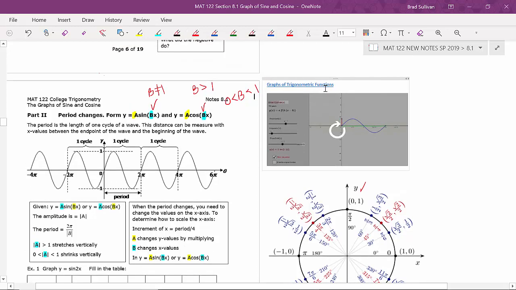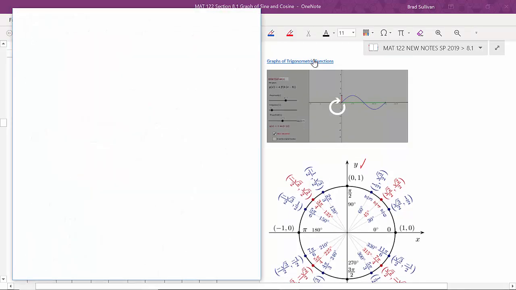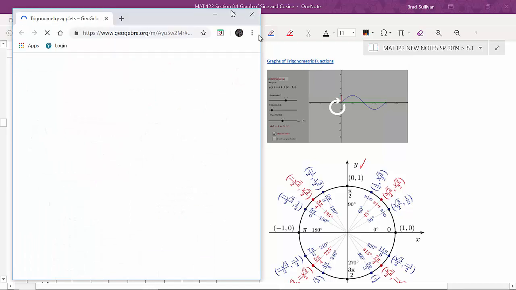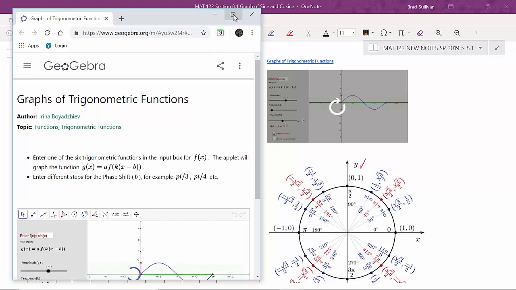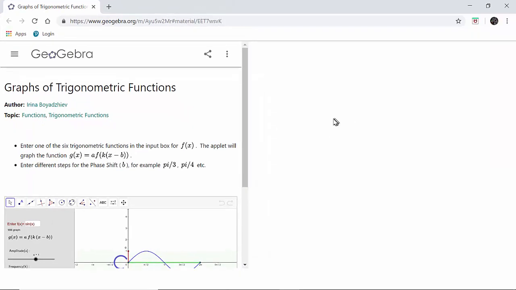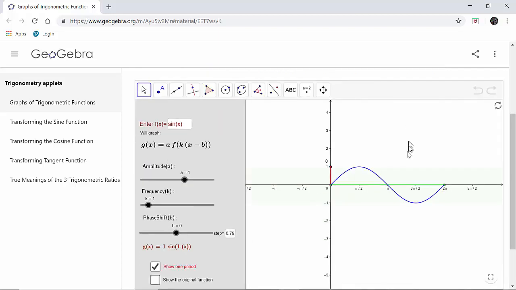Okay, I'm going to open up this applet. There's a lot of this stuff on the internet that's really good. This is a GeoGebra applet, and I really like GeoGebra. They have really good applets available for students to look at and for teachers to use to teach concepts. So let's see, I'll load this up.